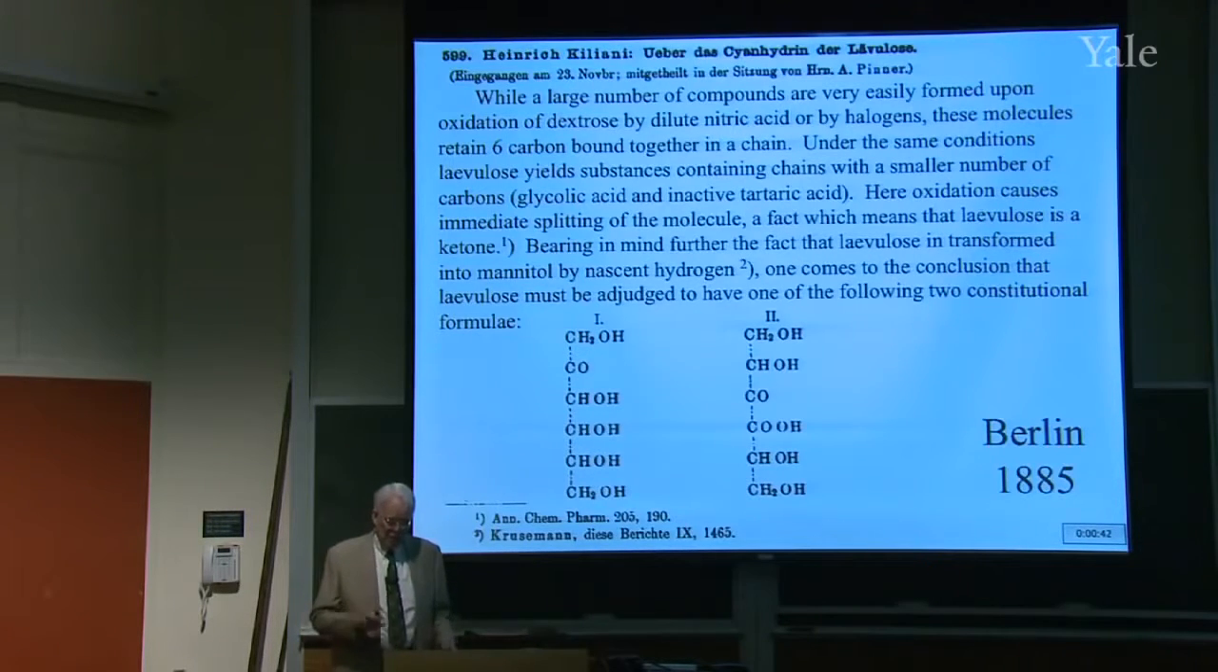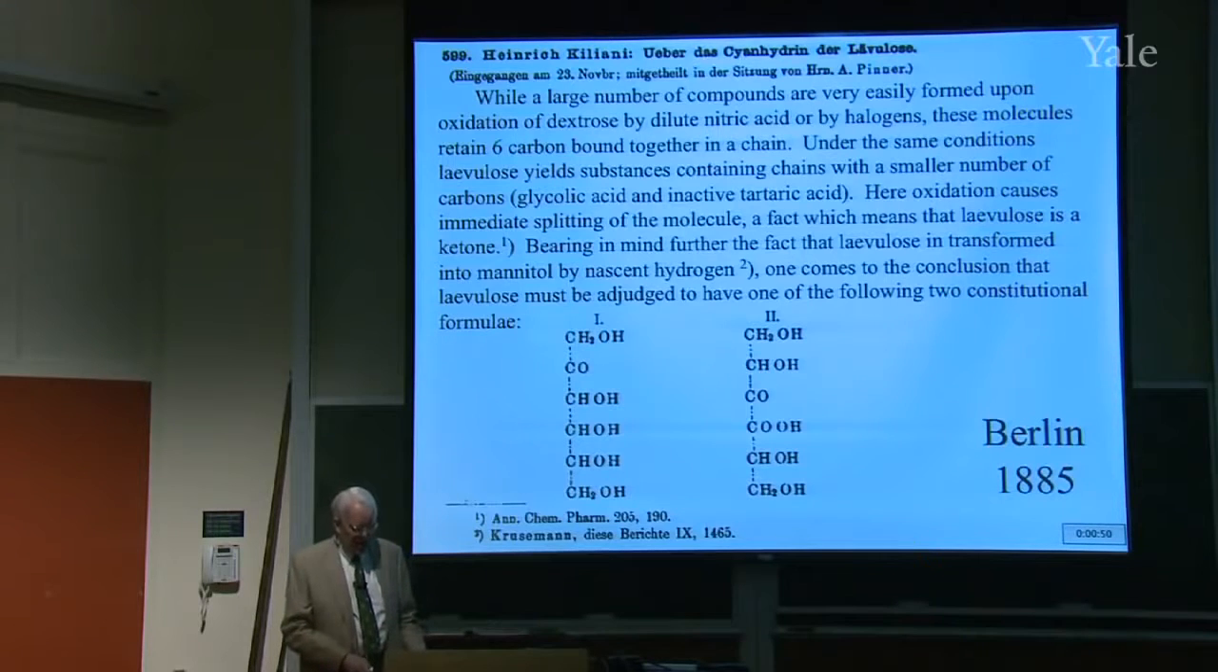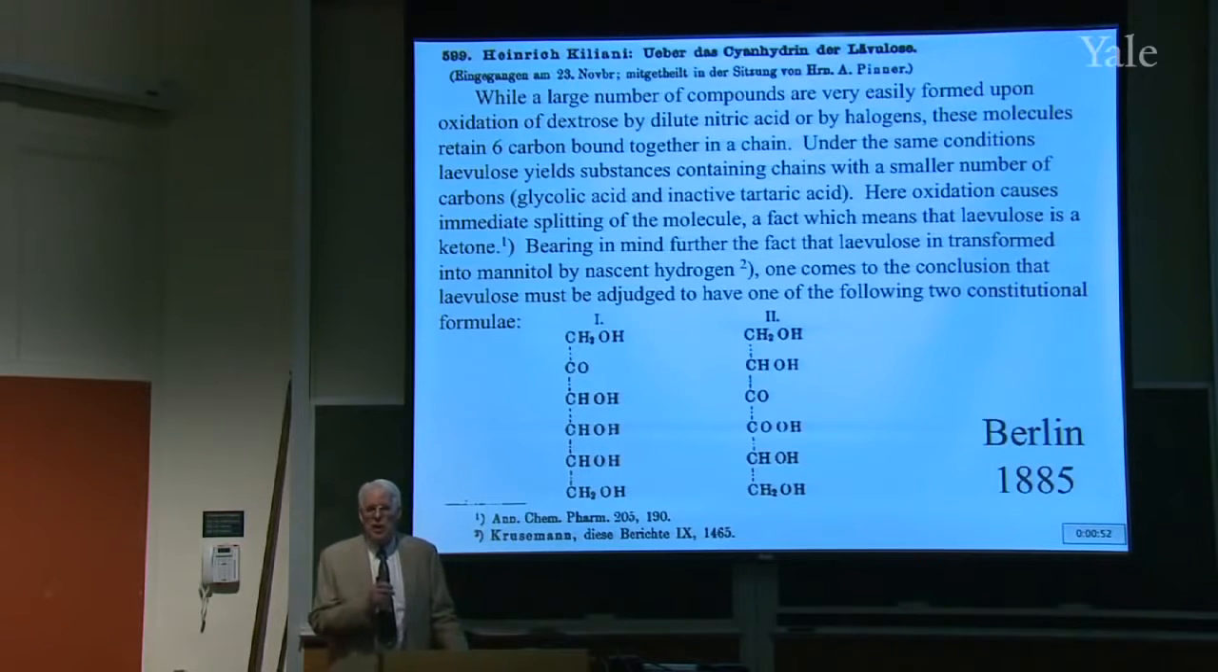Here, that's mesotartaric acid. Here, oxidation causes immediate splitting of the molecule. It breaks the carbon chain, a fact which means that levulose is a ketone, so that glucose or dextrose has an aldehyde at the end of the chain and you oxidize that to an acid. But if you have a ketone in the middle of the chain and you oxidize it, you break the chain, right? So it must be a ketose of some sort.